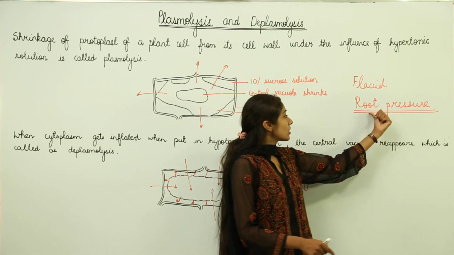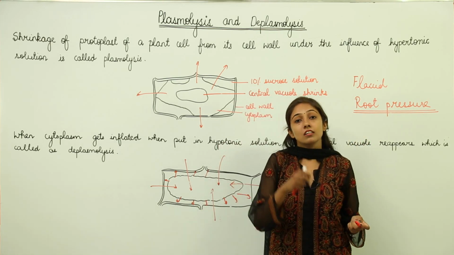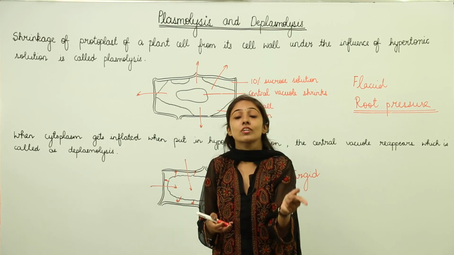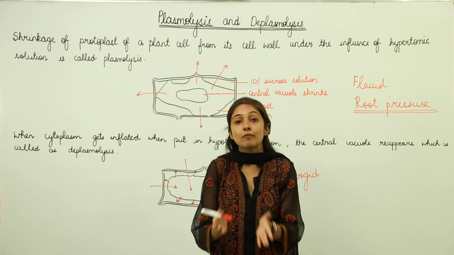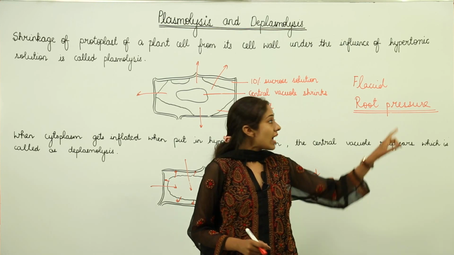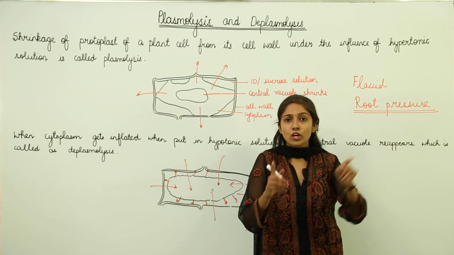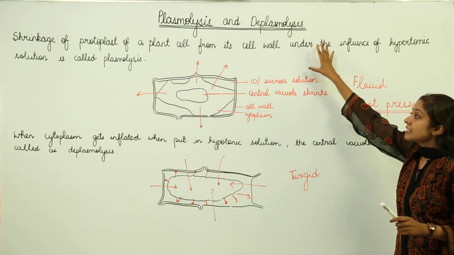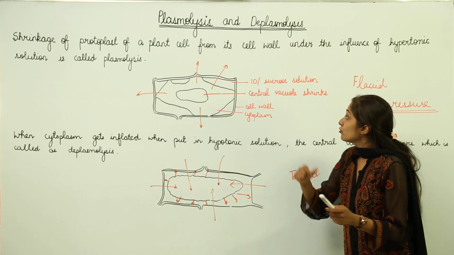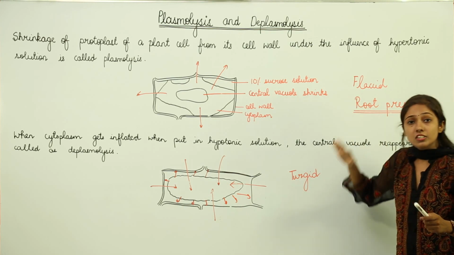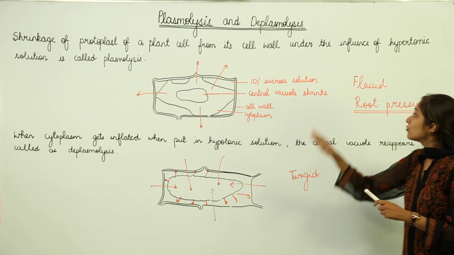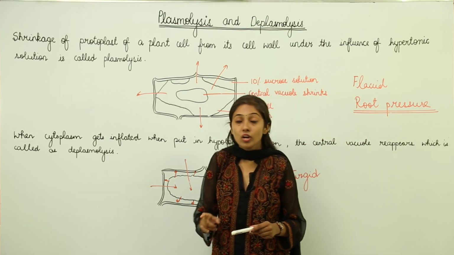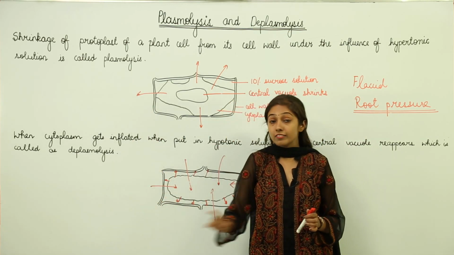And what is root pressure? The pressure exerted by the turgid cells of the root, because of which the water is going to move upwards through the xylem, is known as root pressure. So, I hope that by understanding plasmolysis and deplasmolysis in detail, you are familiar with what flaccidity is, what turgidity is, what turgor pressure is, and what root pressure is. I hope that these concepts are clear to you, and just learn these definitions by heart, they are important.